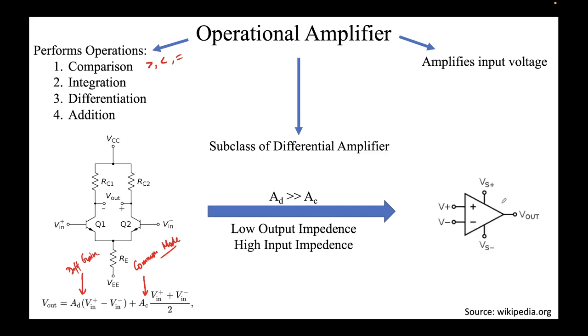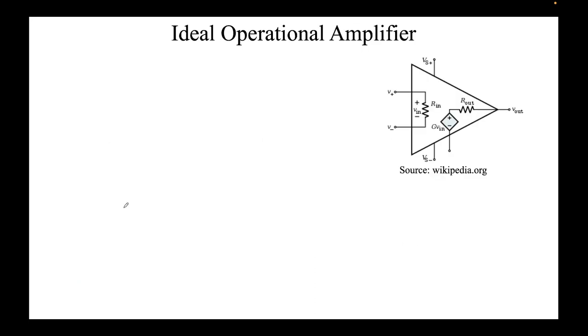This is a symbolic representation of the same differential amplifier, but when you apply these changes in your design itself. V plus is the positive input. V negative is the negative input, also known as the inverting terminal or inverting input. This is called the non-inverting. As you can see over here, Vs plus corresponds to VCC, and Vs minus is VEE. We are taking the V out, which is over here.